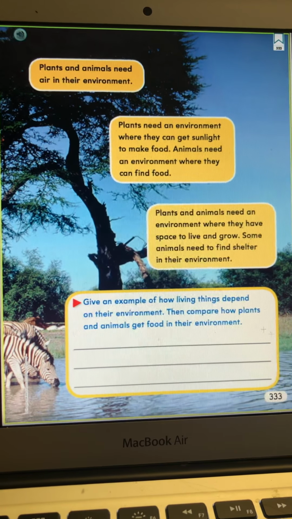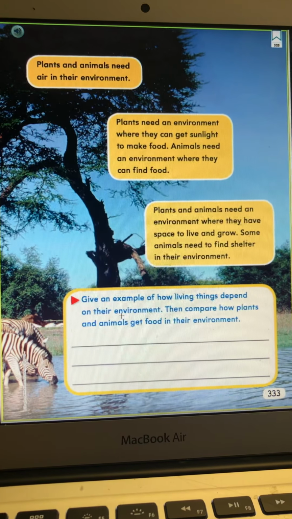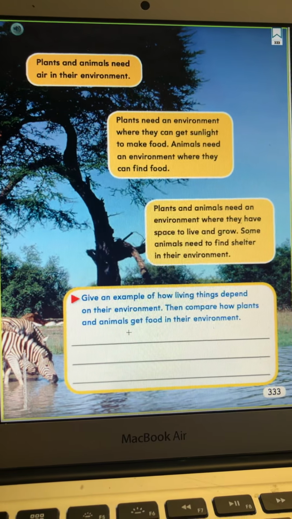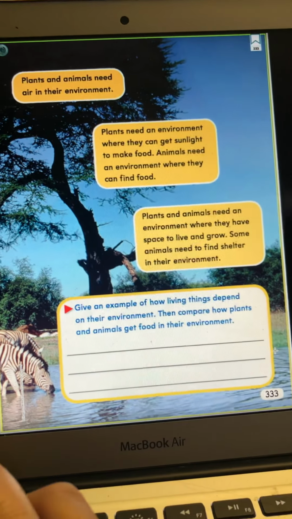So here's your work for today. Give an example of how living things depend on their environment, then compare how plants and animals get food in their environment. So this is going to be your prompt. You're going to write it down and send me a picture.